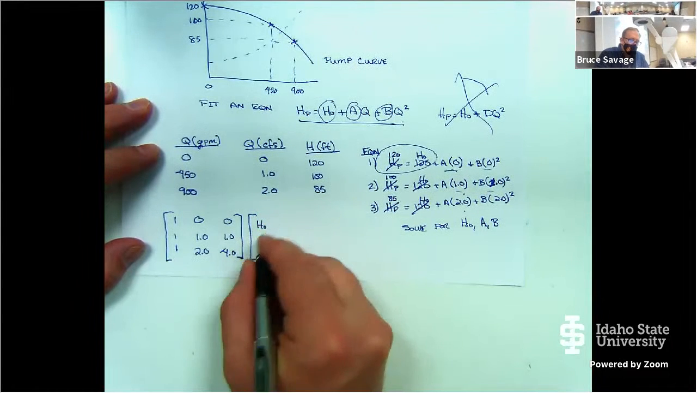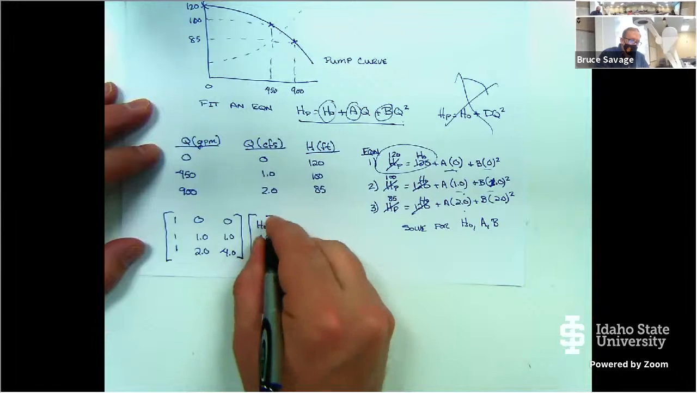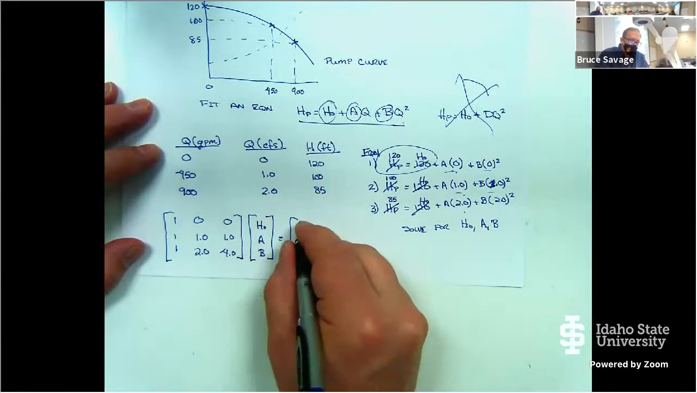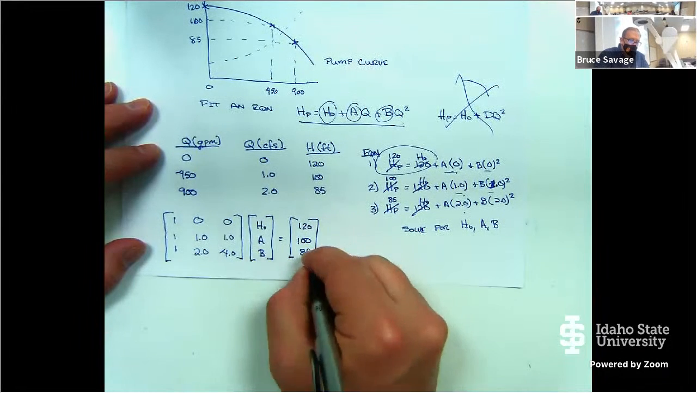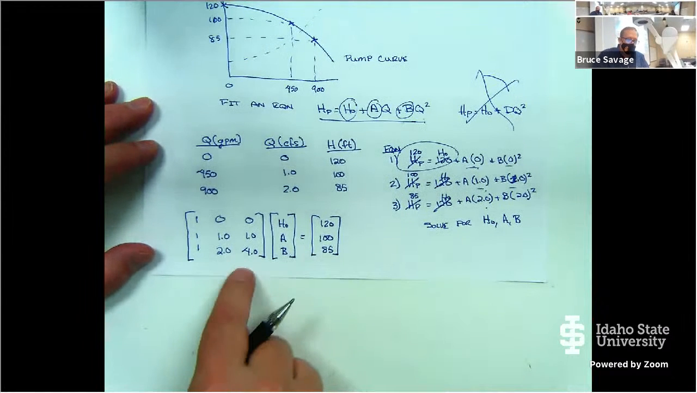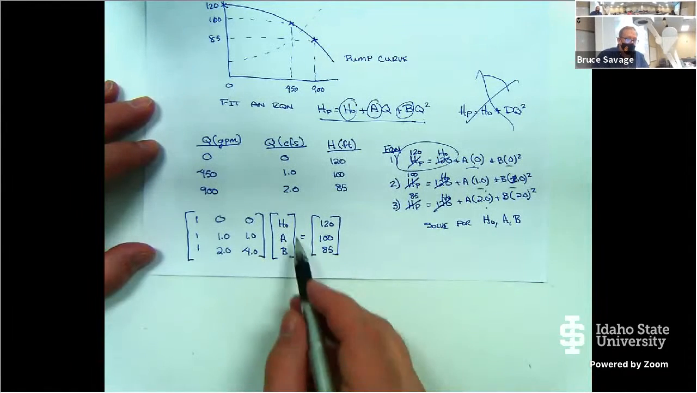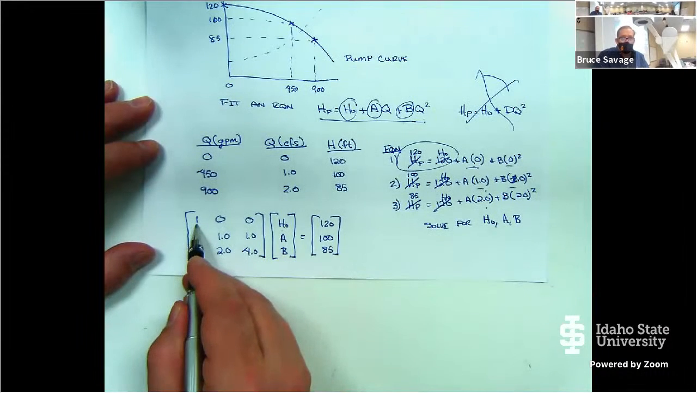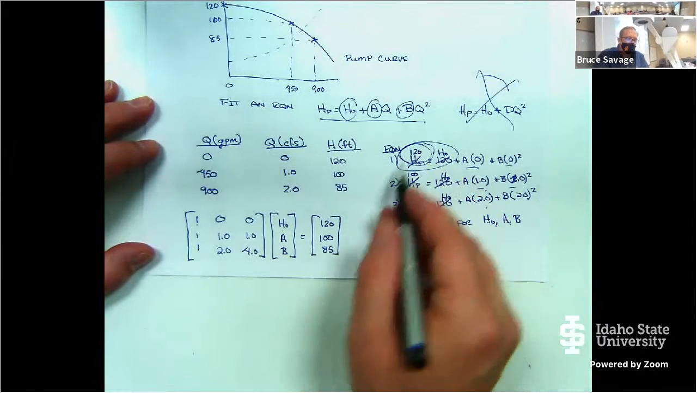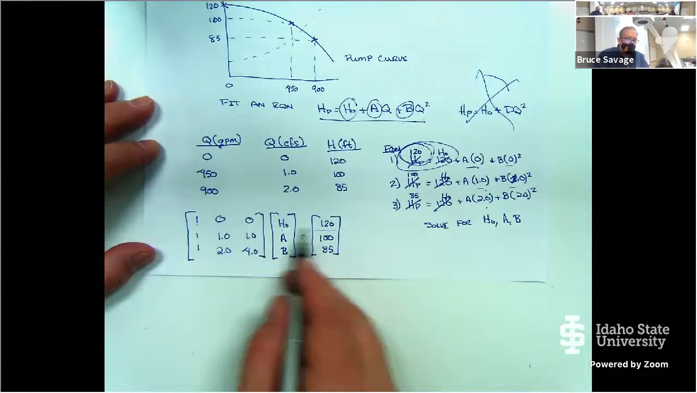My solution vector then is going to be h sub naught, A, and B. And this is going to equal my B vector of 120, 100, and 85. And if I solve that system, I'll get the values for h sub naught, A, and B. And the one for h sub naught better come out to be 120 in this case, right? Because I already know what that answer is.